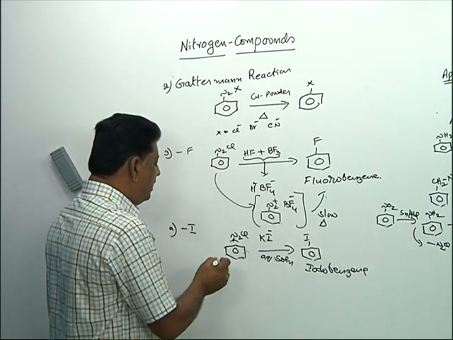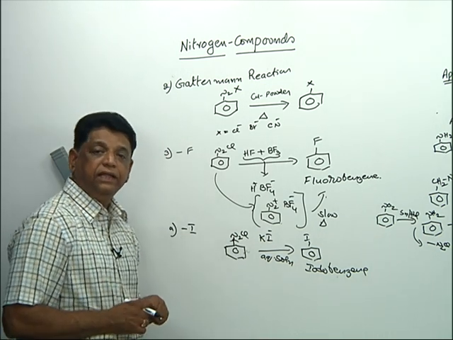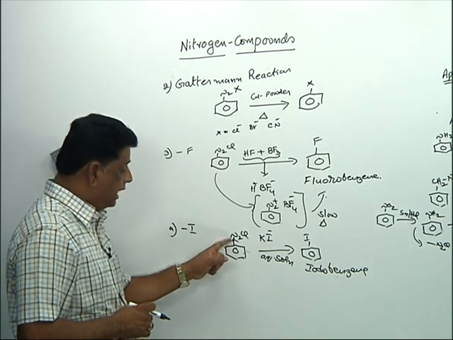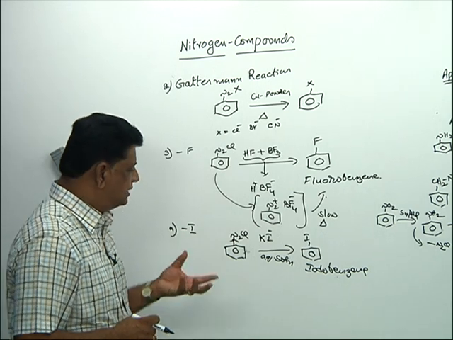What is the credit, the plus point of this N2Cl? N2Cl is the best outgoing group, taking the 2 electrons. On the benzene, you will get a phenyl carbocation which is highly unstable.